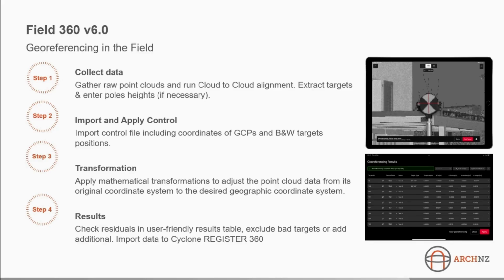And if you wish to carry on with the workflow in the field, you can import your target coordinates through a simple CSV file, assign the picked targets to the control file, look at your georeferencing results with errors, full reporting, and then apply that in the field. And then all of that information, as I'll show in a live demo shortly, is taken back into Register 360 and means that you end up with very little work left to do back in the office.